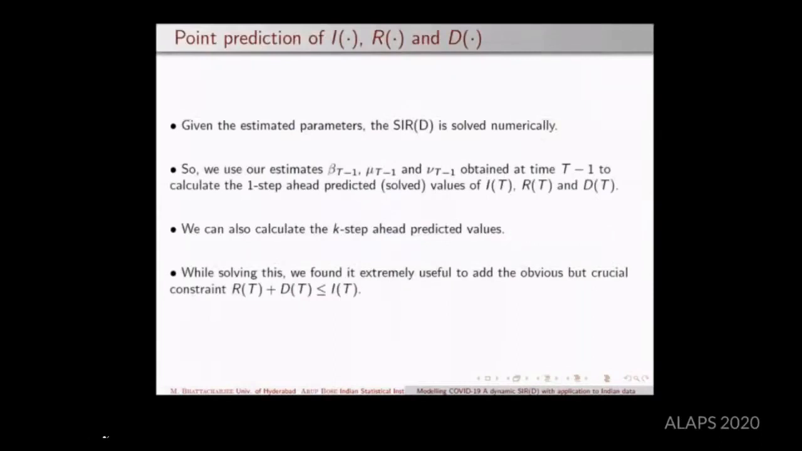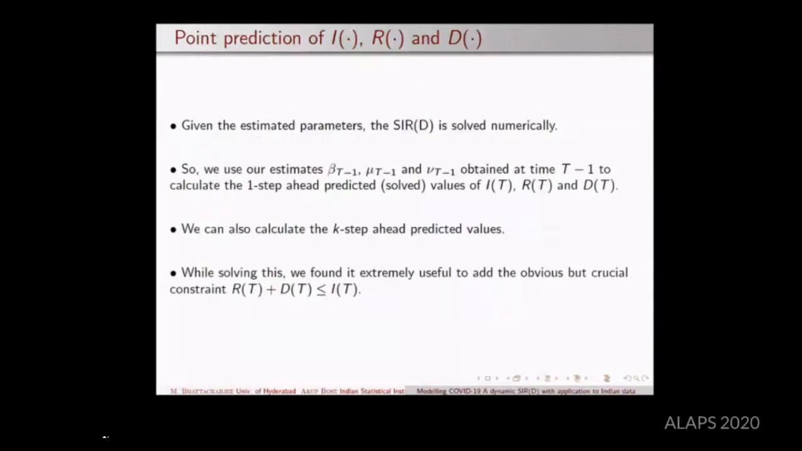Now, once you obtain these estimates, then the point estimates are obtained by solving this SIRD model numerically, and that's how we do it. So we can also calculate the k-step ahead predicted values. And while solving this, we found it extremely useful to add the obvious but crucial constraint that R plus D is less than or equal to I_T.